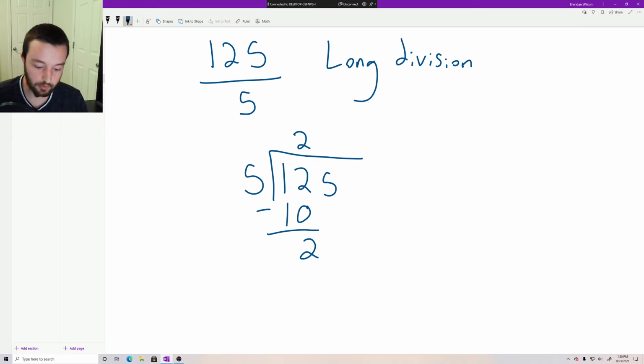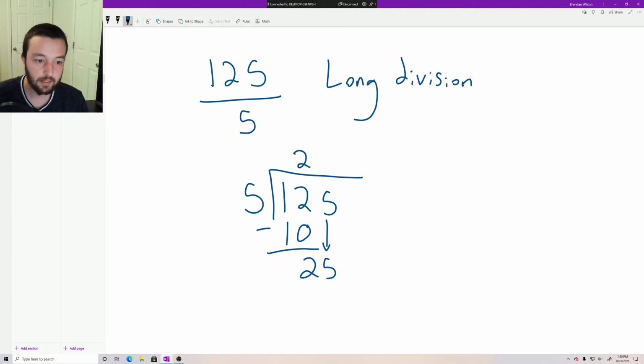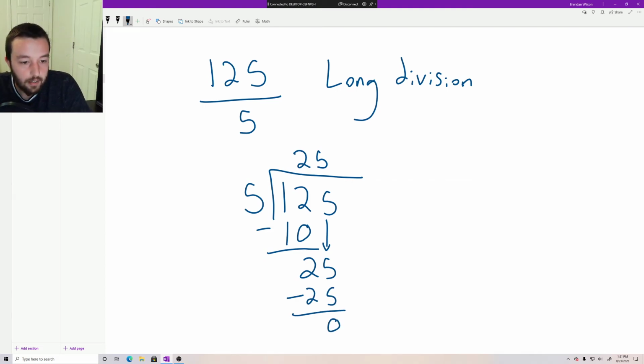Now with that 2 left over, we bring down the next digit, which is 5 in this case, and then we start over. We say 5 goes into 25 how many times? And in this case, it'd be 5. Now 5 times 5 is 25, so we don't have anything left over. Then once we run out of digits to bring down, we're done. So our answer is 25. So it's just like with the addition, subtraction, and multiplication algorithms, where we break it down into smaller numbers that we can work out by hand or in our head.